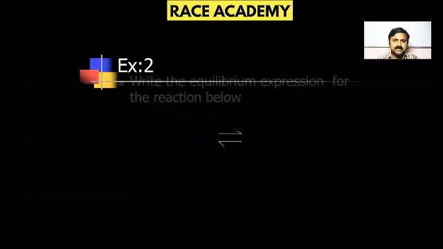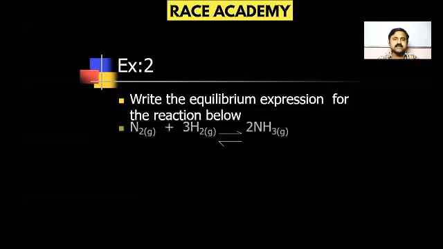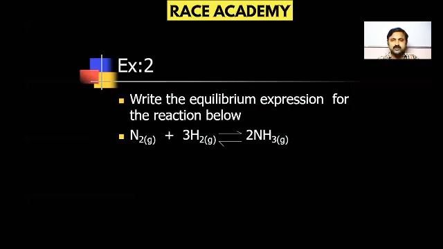Now, let us see another example. Write the equilibrium expression for the reaction given, that is N2 plus 3H2 gives rise to 2NH3. In this, NH3 is the product, and its coefficient is 2. So, the concentration of NH3 raised to the power 2, divided by the concentration of N2 into the concentration of H2 raised to the power 3. So this can be written like this.